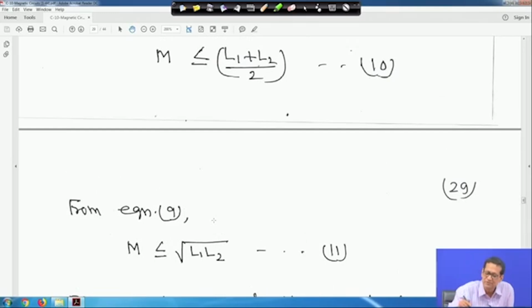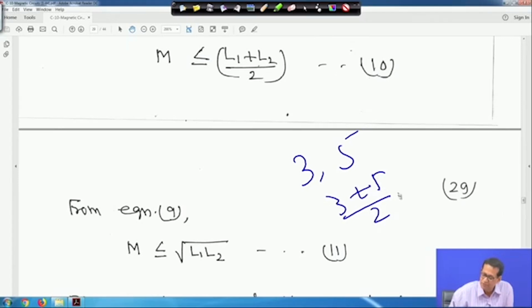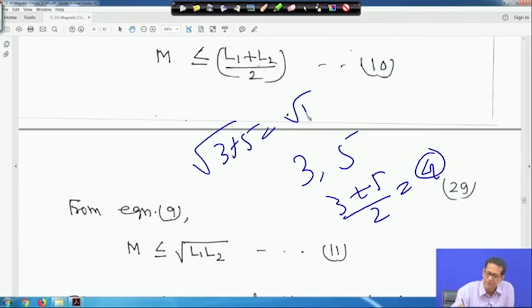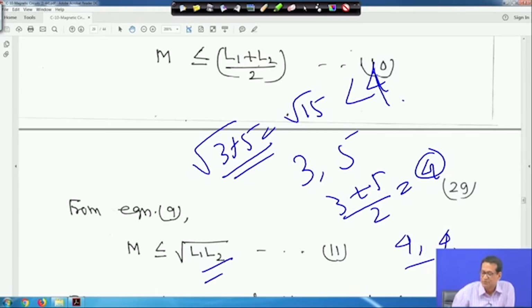For example, suppose you have two numbers, say 3 and 5. Its arithmetic mean is (3 plus 5) by 2, which is equal to 4. But if you take the geometric mean, it is 3 into 5, so root 15, which is less than 4. So, the geometric mean is less than the arithmetic mean, except when they are equal. If you take both the same, 4 and 4, then both will be the same.